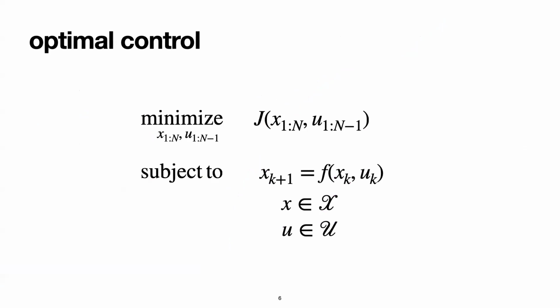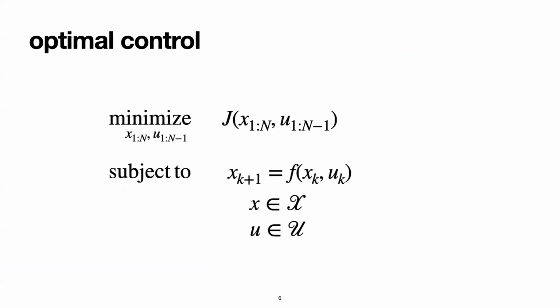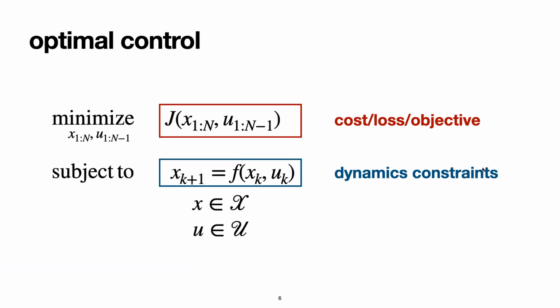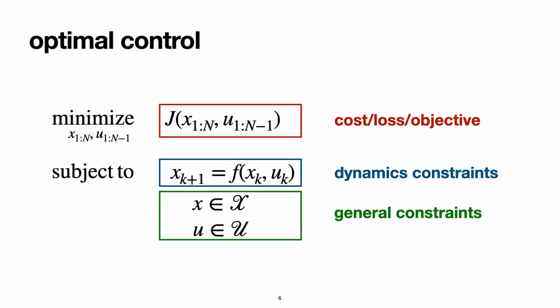I can then form an optimal control problem where I use my constrained optimization framework. I say I want to minimize over this trajectory, and I want to minimize some cost function. In this cost function, I can encourage or discourage certain behaviors. Then I have these dynamics constraints, and this effectively says that the states and controls that I optimize over must actually obey the laws of physics. And then I have these general constraints. This is where I can encode anything else I want to. So I can have initial condition constraints, goal constraints, state action limits, things like that.